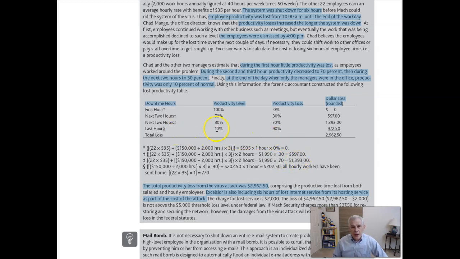Now, at the last hour, we have the 3 salaried employees times 90%. They lost 90% of their productivity. That's $202.50 for that last hour. Plus all the hourly employees went home, so that full amount, the $770, is the amount of the loss. So it's for a 1-hour period, so it's $972.50. So this is a relatively small loss here, the $2,962.